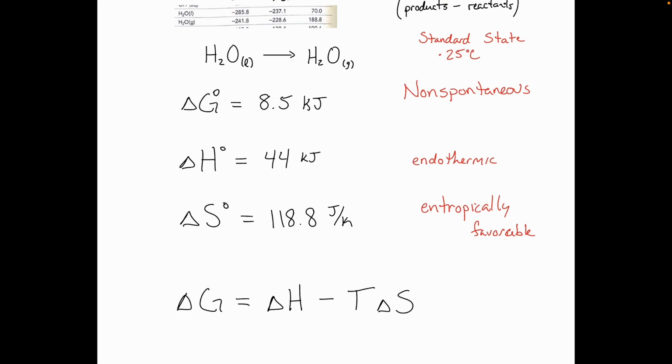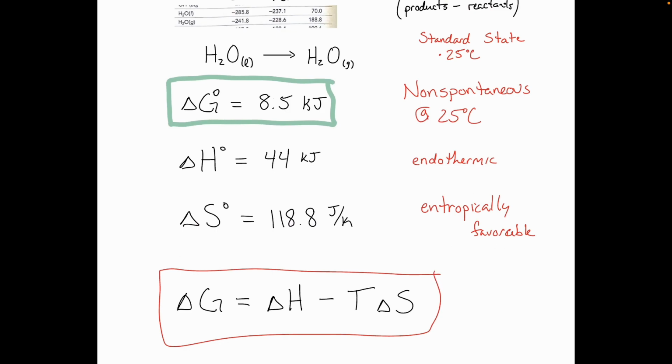All right, this delta G value that we get here from our thermodynamic table is again at standard state, so at that 25 degrees Celsius. And delta G changes dramatically with temperature, all right? But fortunately, delta H and delta S, although they do vary with temperature a little bit, vary way, way less dramatically. So we can use this equation here to approximate delta G at any temperature other than standard state, right? Using our value for delta H and delta S that we just calculated.